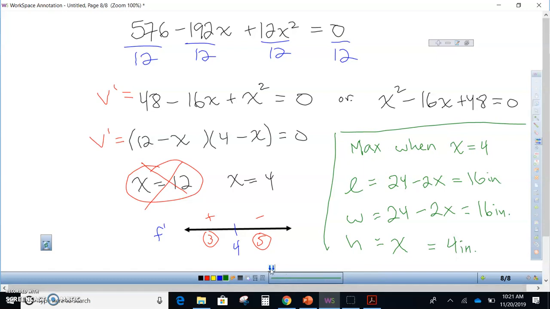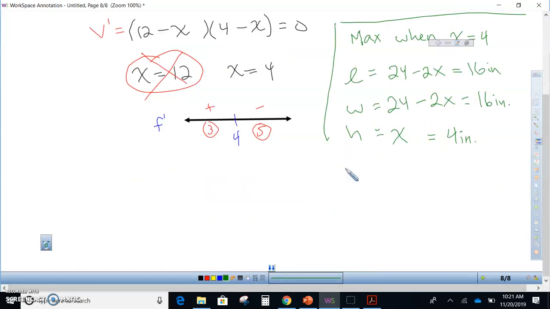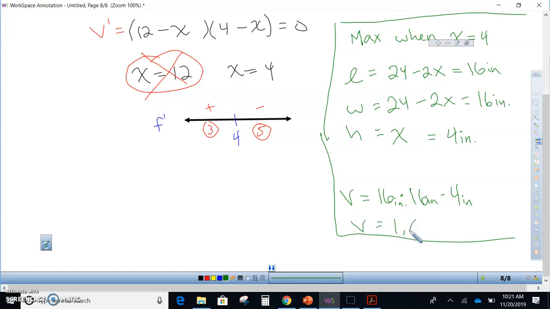Okay, and then finally, volume is length times width times height, I'm sorry, I forgot the height. Since volume is length times width times height, this volume is going to be 16 times 16, and these are inches, times 4. So the volume will be 1,024 cubic inches. Okay, so these are the answers for problem number 7. These are the dimensions. Alright, and that's how you do number 7.